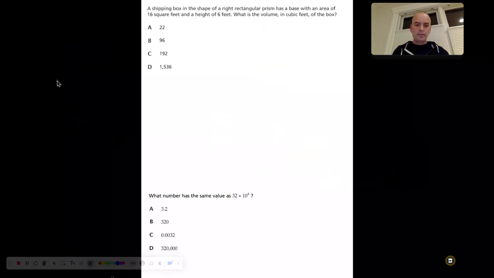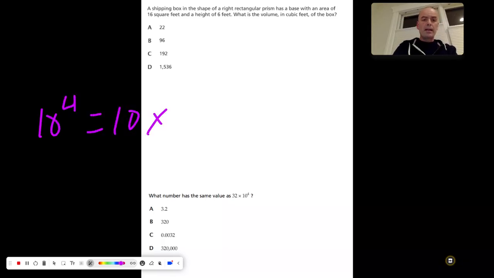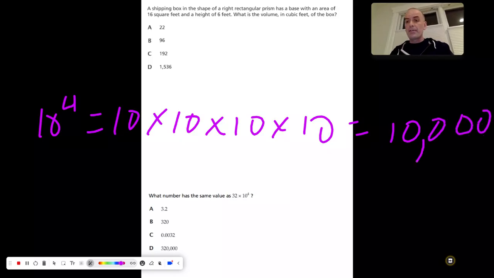All right. What number has the same value as 32 times 10 to the 4th? Now, we have this poster up in the room. Remember, 10 to the 4th just refers to the amount of tens, right? So 10 to the 4th equals 10 times 10 times 10 times 10, which also equals 4 zeros, right? 10,000. So 10 to the 3rd would be 10 times 10 times 10, which would be 1,000. 10 to the 2nd would be 10 times 10, which would be 100. 10 to the 1st would be 10.